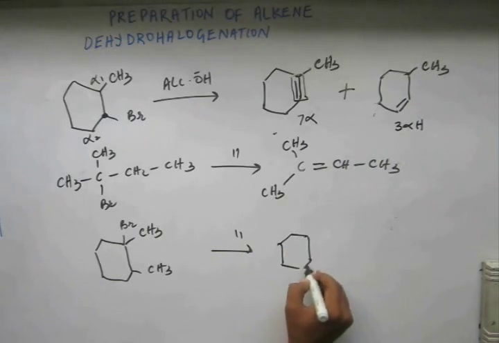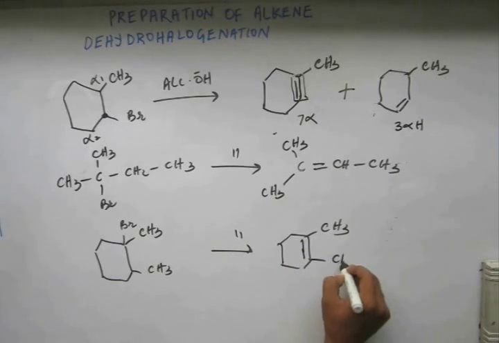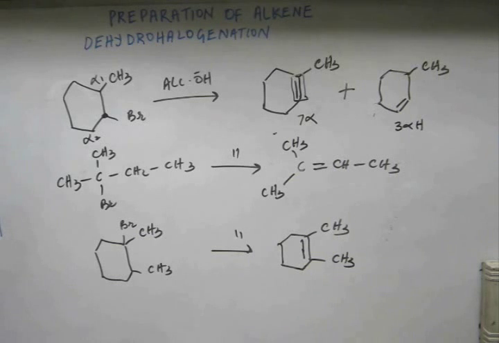Similarly, if we have to draw here, this is the alkene having most number of alpha hydrogen. So this is supposed to be the major product.